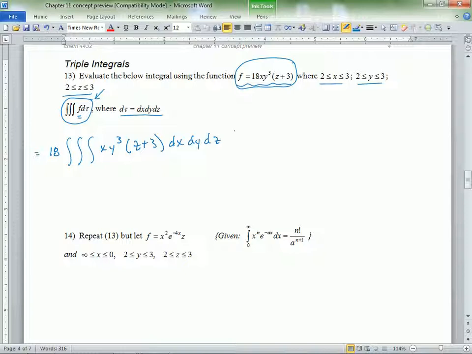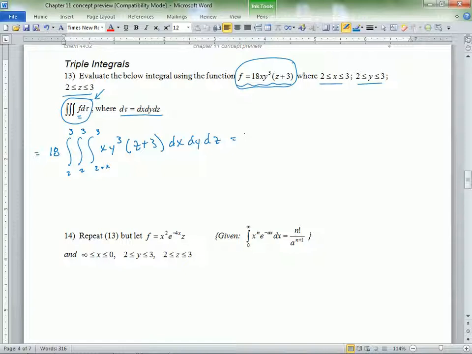X goes from 2 to 3. All right, our y goes from 2 to 3. Oh, they all go from 2 to 3. Okay. But my brain works a lot better if I can take an integral of x dx. Let's just put it all into 3 integrals.